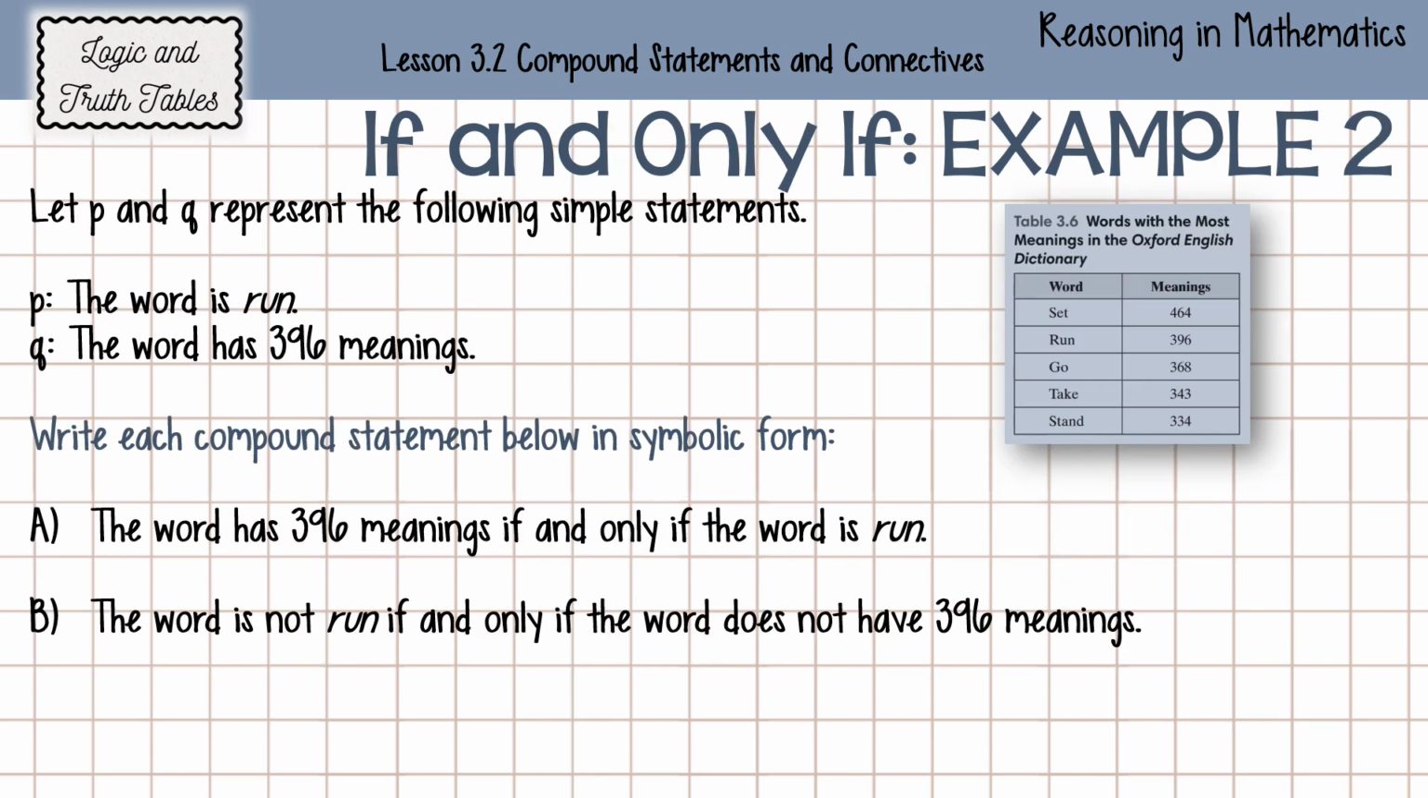Another one, example 2. Now the word is run. And the word has 396 meanings according to that table. So we need to write compound statements in symbolic form using those simple statements up above. The word has 396 meanings. That is Q. If and only if, our two-way arrow. The word is run, which is P. So Q, if and only if P. The word is not run, so we're negating P, if and only if the word does not have 396 meanings, so we are negating Q. Not P, if and only if, not Q.